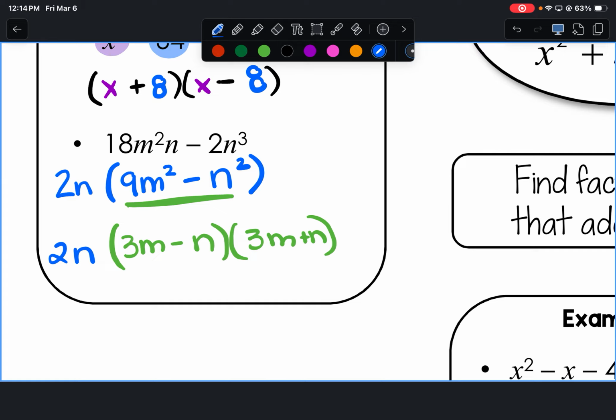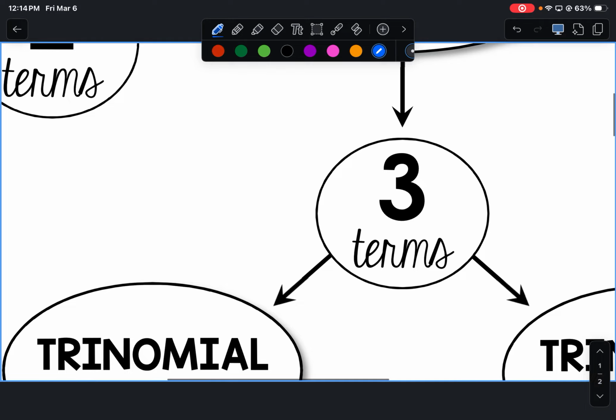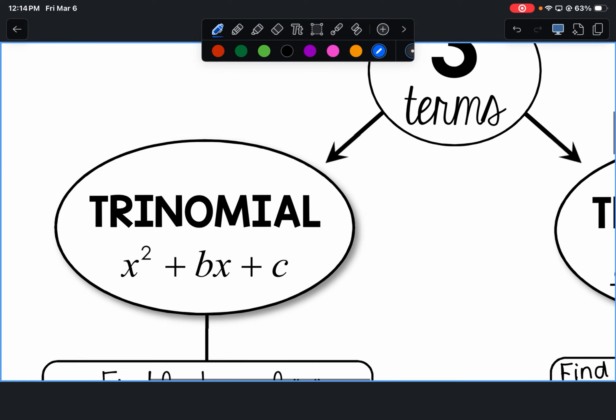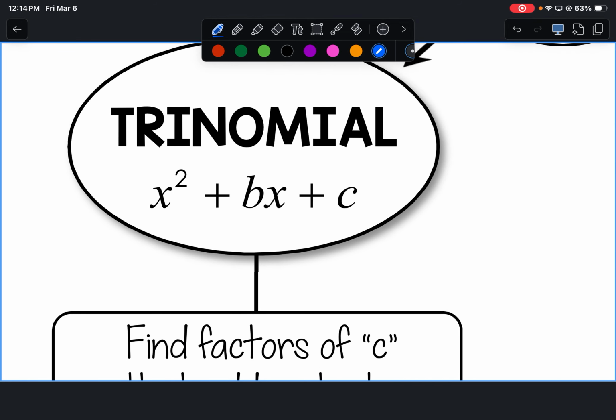All right, now we are going to talk about what to do with three terms. We have two scenarios with three terms. Whenever we have three terms, we have trinomials. So we have two cases. We're going to start with the first one. The first case of trinomials is when our a value, what is a in this trinomial right here? 1. Because remember, that is what is understood to be in front of our x squared.